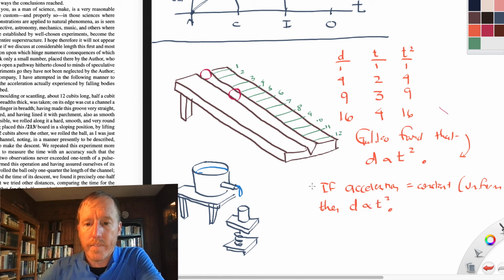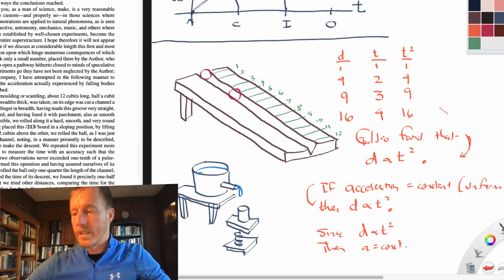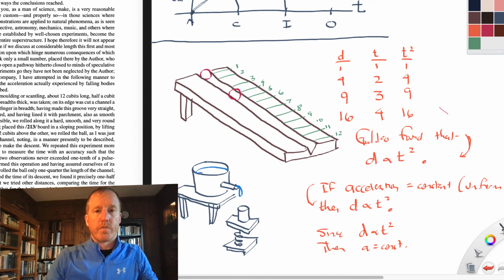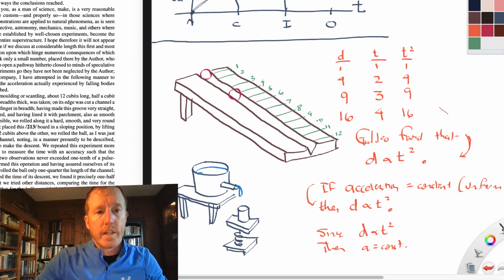And here, he's working backwards. He's showing that distance is proportional to the square of the time, therefore the acceleration must be constant. So since, in our case experimentally, distance is proportional to the square of the time, then we know that acceleration is constant. Therefore, this ball is undergoing uniformly accelerated motion. So it's kind of the converse of the proof that he has just gone through in this chapter.